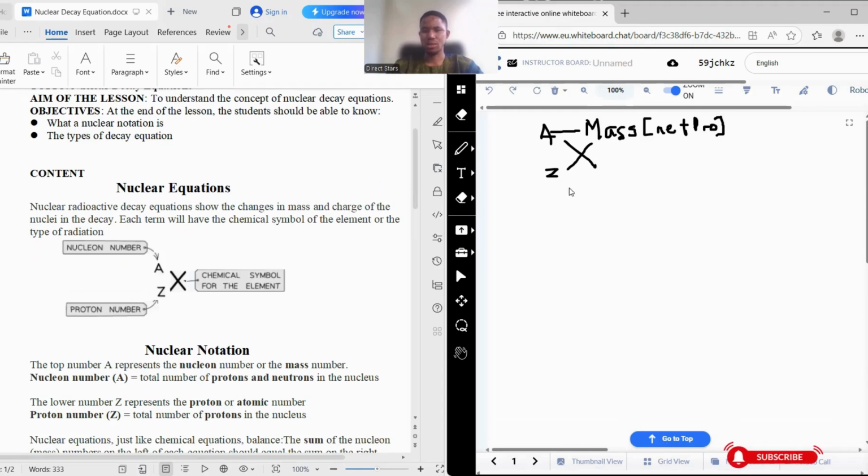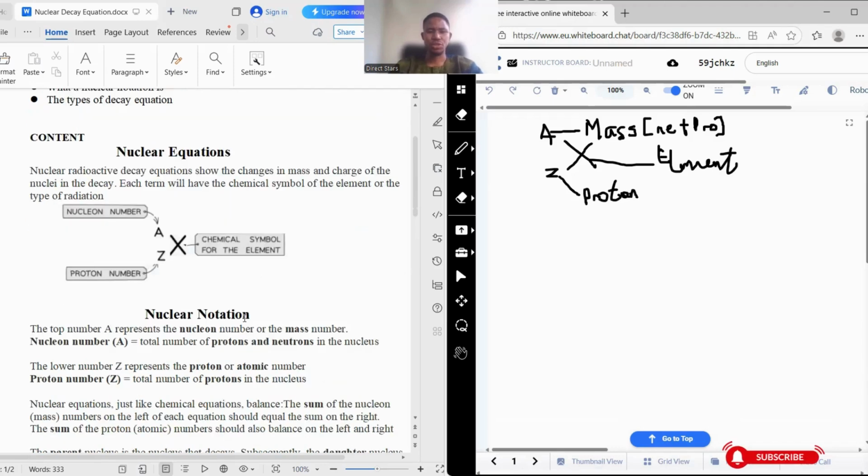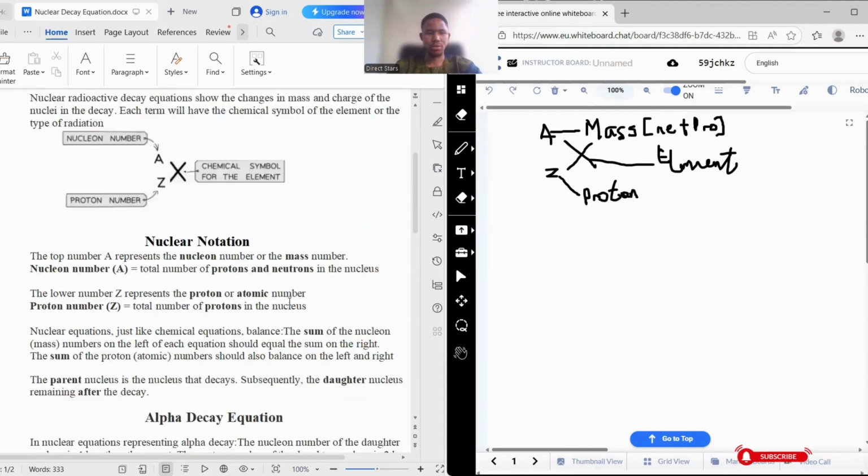While Z is just the proton number, also known as the atomic number of that element, X represents the chemical symbol of the element itself. So these are the nuclear notation: A equals the mass number, Z equals the proton number, and X is the element.